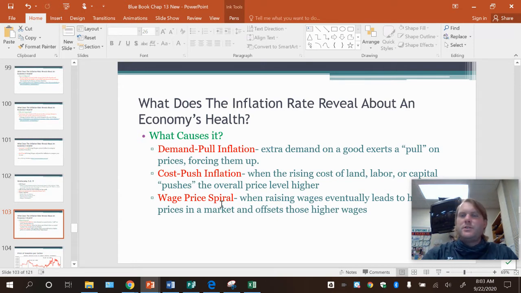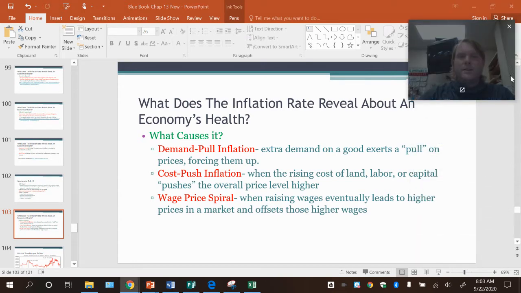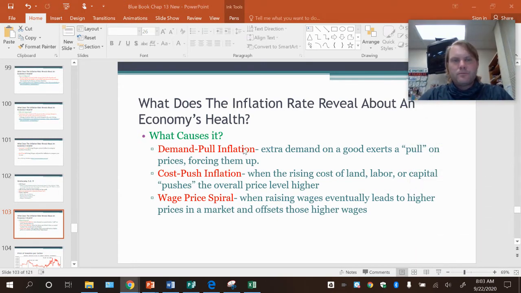Okay, so what causes it? We kind of mentioned to start also is we've got the demand side of things, and we've got the supply side of things. So the demand side means, hey, I have more money. Maybe that means banks are loaning out more money.